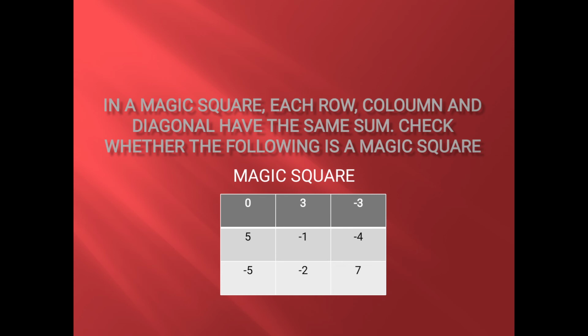Then we check the diagonal: 0 minus 1 plus 7. 7 minus 1, 6. So the diagonal is not 0. So it is not a magic square.